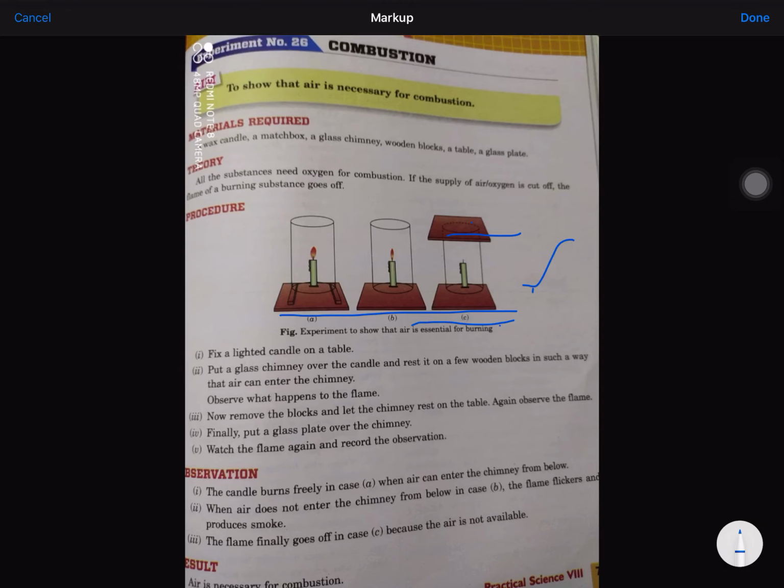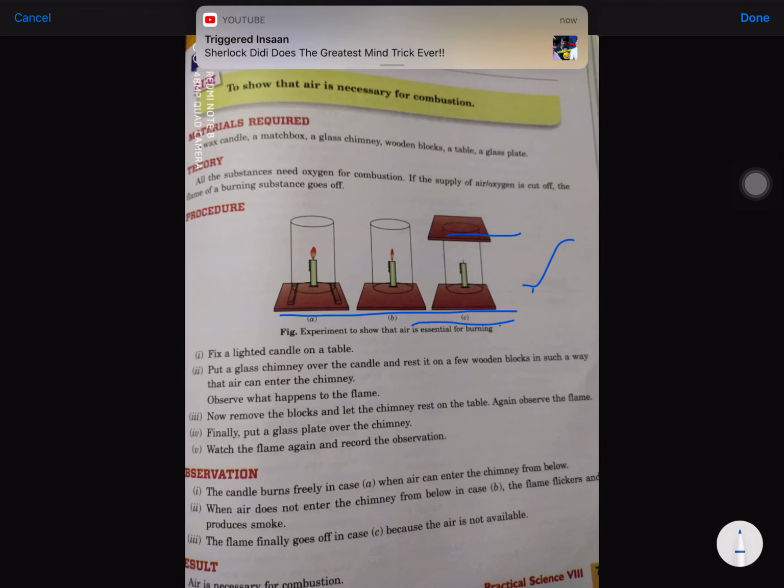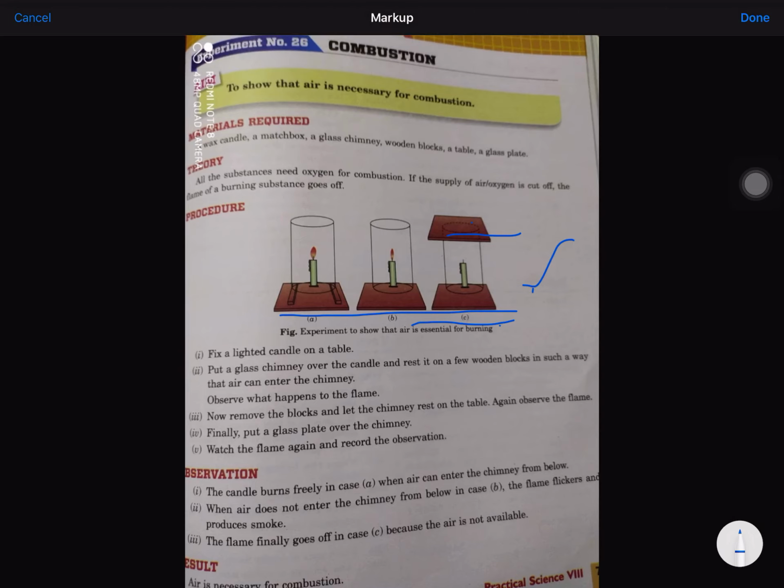And in the first case, if you want to do it, you have to take a thing which is open from both the ends, so that it shows the availability of air from the upper side as well as from the lower side. So this activity shows that air is necessary for combustion.